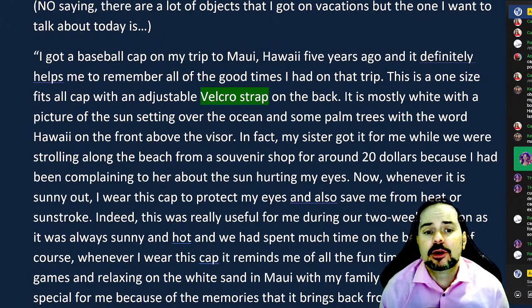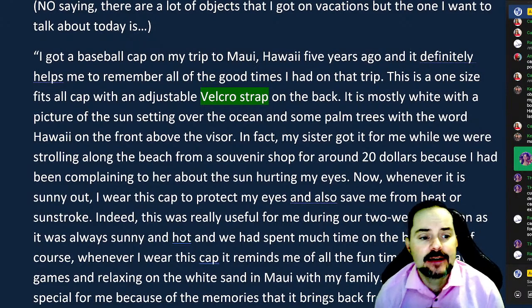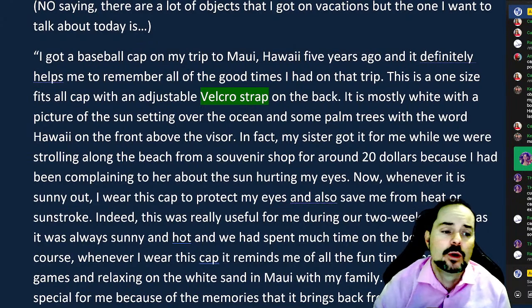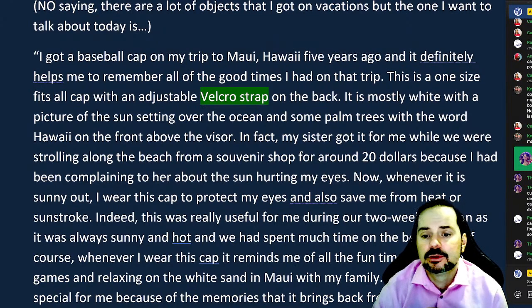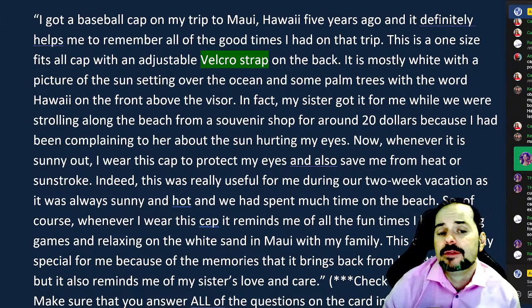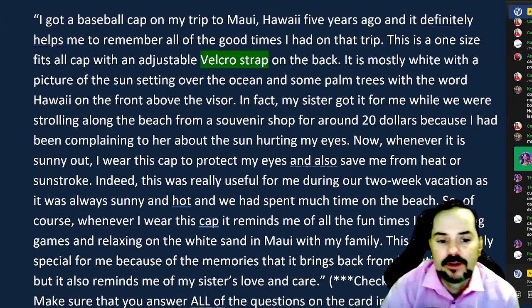So I got a baseball cap on my trip to Maui, Hawaii 5 years ago, and it definitely helps me to remember all of the good times I had on that trip. This is a one-size-fits-all cap with an adjustable Velcro strap on the back. It's mostly white with a picture of the sun setting over the ocean and some palm trees with the word Hawaii on the front above the visor.